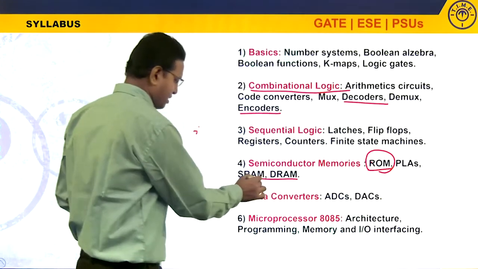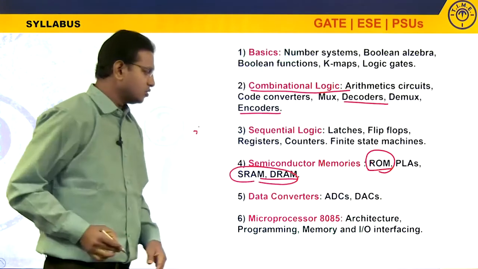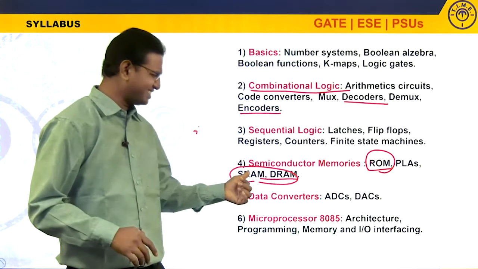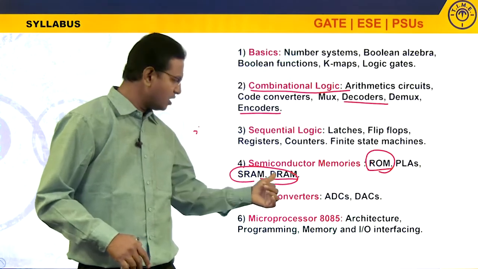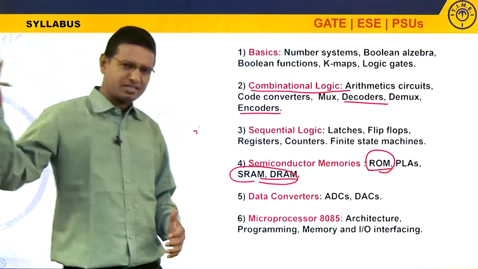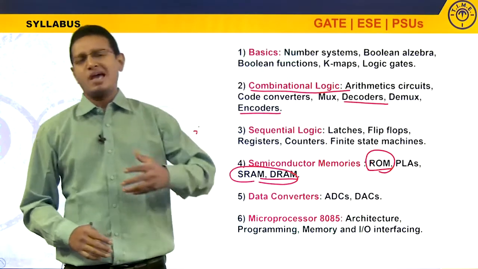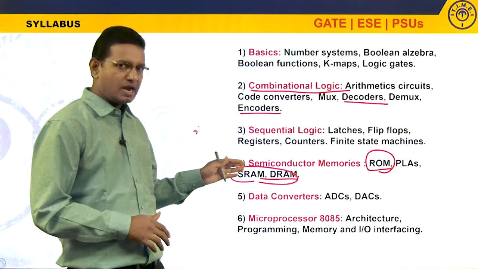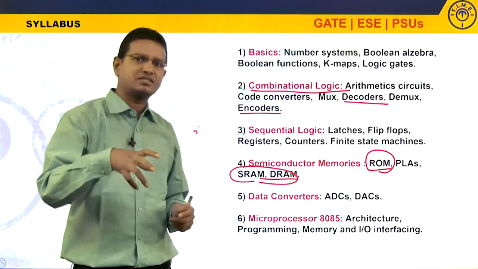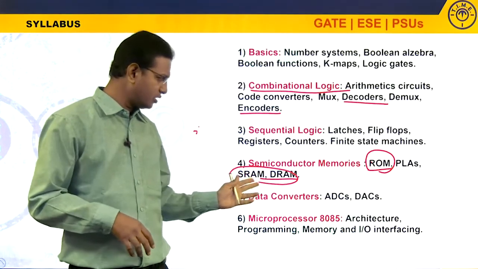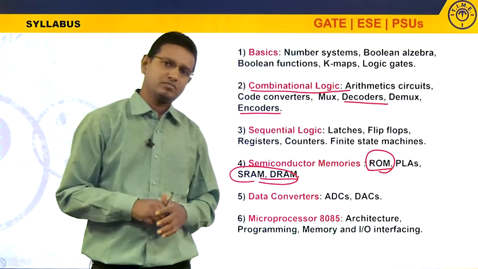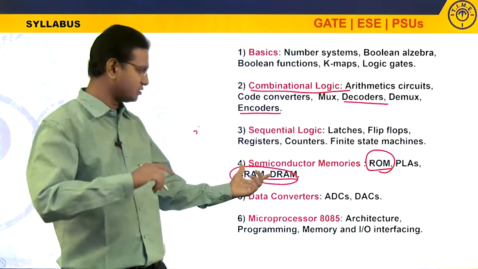Now coming to the RAMs. Random access memory, RAMs, and there are two types of RAMs: SRAM and DRAM. S stands for static, and D stands for dynamic. So what is this RAM? Random access memory. Random access means the CPU, the central processing unit, is accessing the memory, and it is taking the same time for reading and writing. So it is a random access.